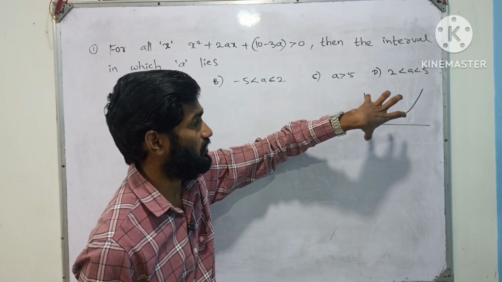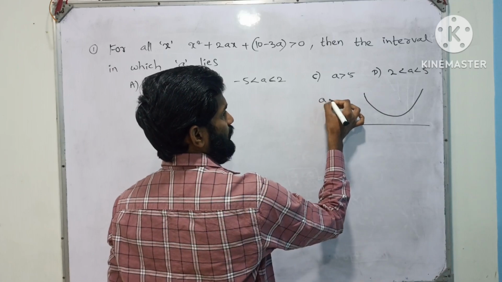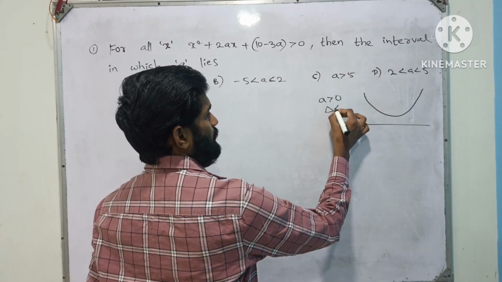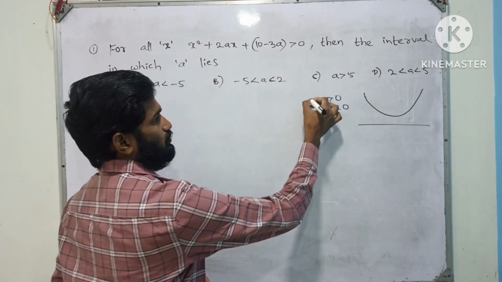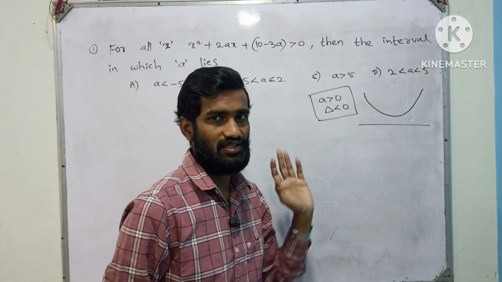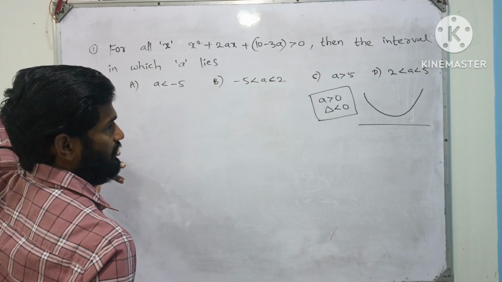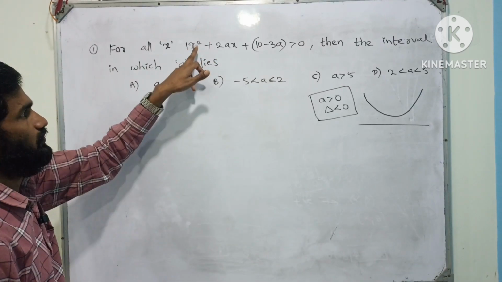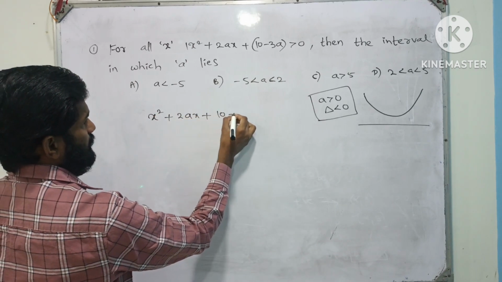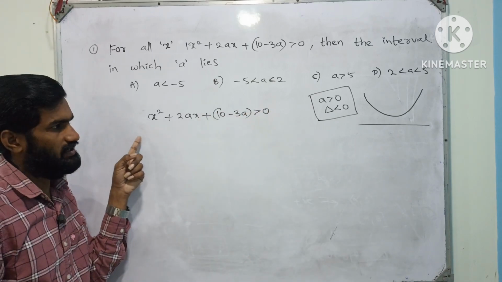Okay, now what are the conditions if you want to get this kind of graph? This is an upward parabola, so we need a greater than 0, and this has complex conjugate roots, so definitely the discriminant is less than 0. So these two conditions we need to use to solve. Very simple. If we know the conditions, then we can easily solve. A is greater than 0: here the coefficient of x square is 1, which is already greater than 0, no need to take it again. So here I am writing x square plus 2ax plus 10 minus 3a, which is greater than 0.